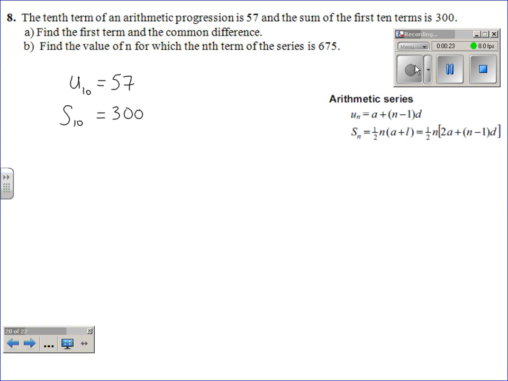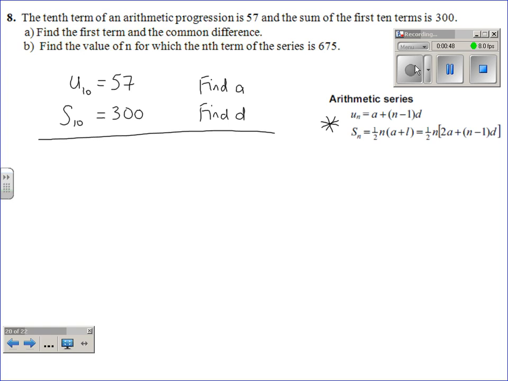Okay, so for part A, we've got to find the first term and the common difference. So what we're really doing is we're finding the first term a, and we've got to find d. That's, if you like, a summary of what we're doing. You need, on page 4 of your formula book, you've been given both of these formulae, which you're definitely going to want to use. So let's see what we can do.